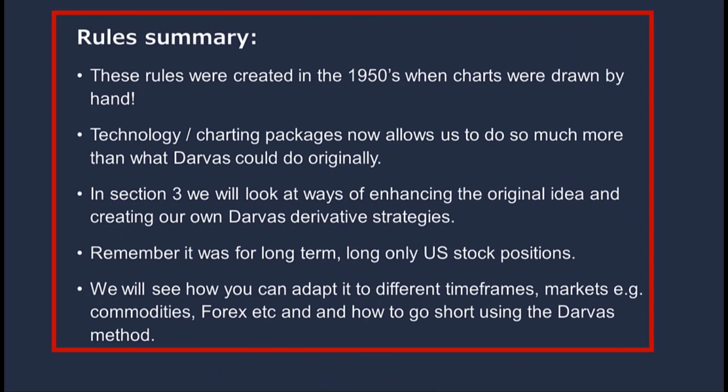It's got to be remembered that Darvas's rules were created back in the 1950s when charts were drawn by hand. They were still actually drawn by hand even up into the 90s. But now we've got technology and charting packages that allow us to do so much more on top of what Darvas could originally do. The levels of practicality that we have today far outweigh the 1950s, and we can enhance the original ideas, which we'll look at in section 3, and in a lot more detail, and create derivatives around the original Darvas strategy. And you've got to remember that his strategy was long-term, long-only US stock positions, and we're going to see how we can adapt that differently into new time frames, new markets, commodities, forex, etc., and how to go short, which he couldn't do using the Darvas method.